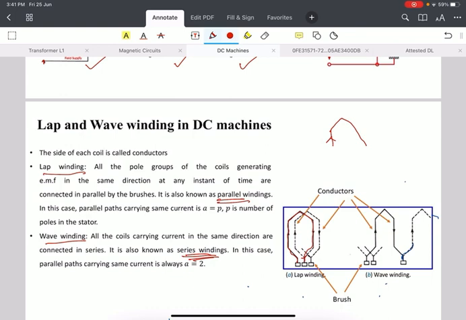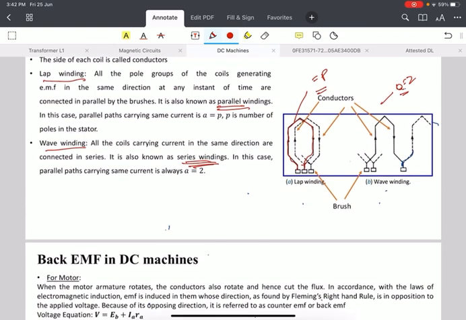It only has two parallel paths. As you can see here, lap winding has parallel paths equal to the number of poles. However, in a series or wave winding, the parallel paths are only two, one for incoming and one for outgoing. So these are lap wound and these are wave wound. These are the different types of windings in a DC machine. This is required in order to solve problems and to understand the back EMF and torque generated in a DC machine.